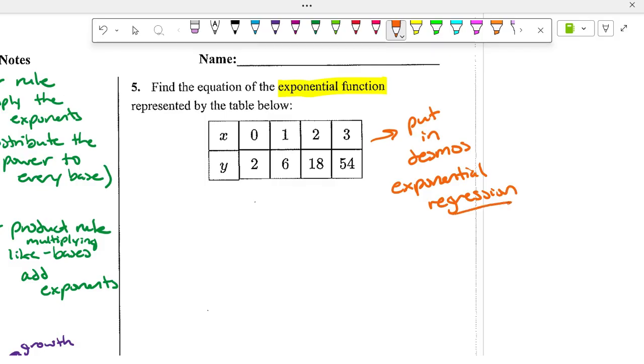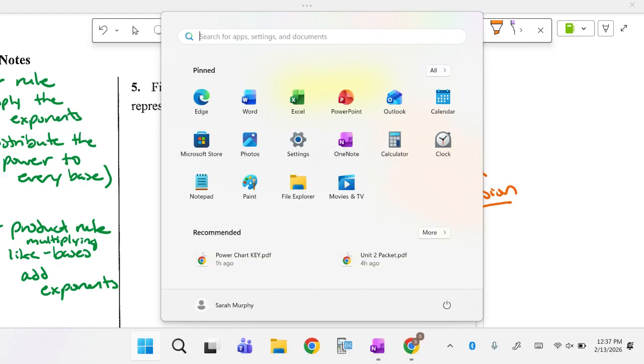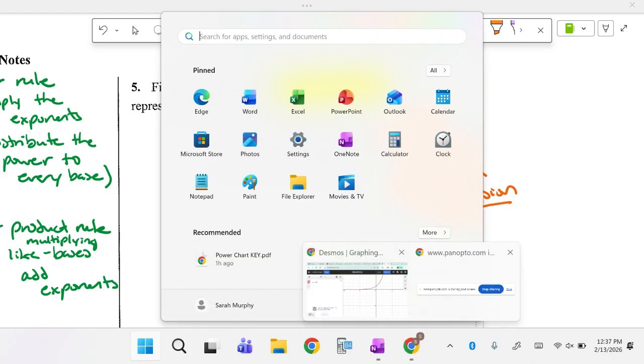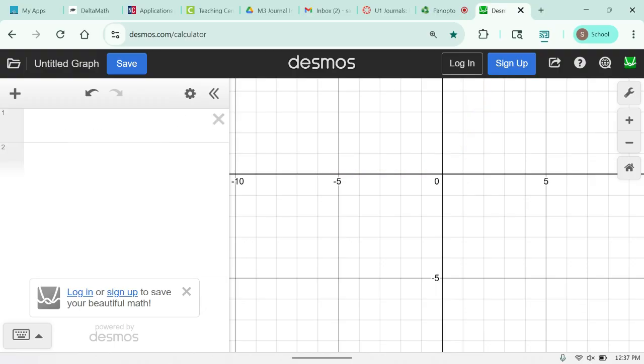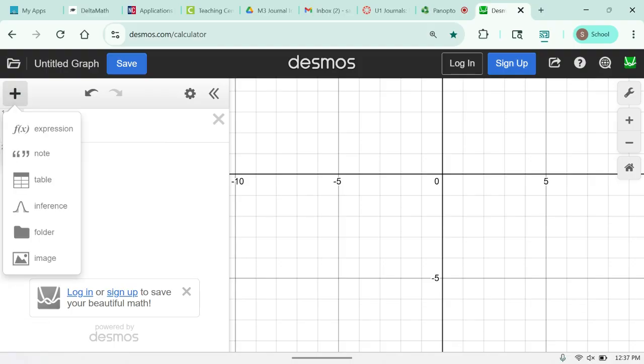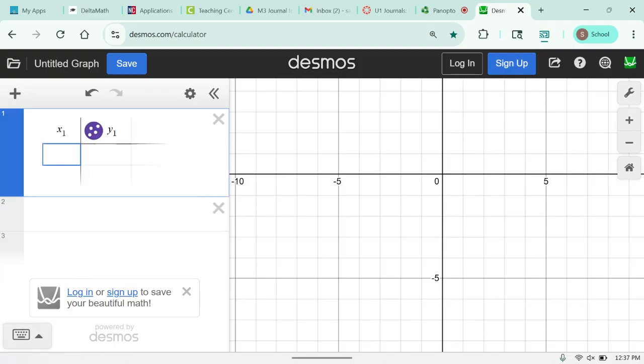Now, what a regression does is that it takes points and it fits a function to those points as best as it can. Now, since they want an exact function, this should give you the exact function. If the regression perfectly makes an exponential function, it will line up perfectly. All right? So, we're going to do this together. So how do I input a table if I don't have anything in here yet? We hit the plus key and then table.